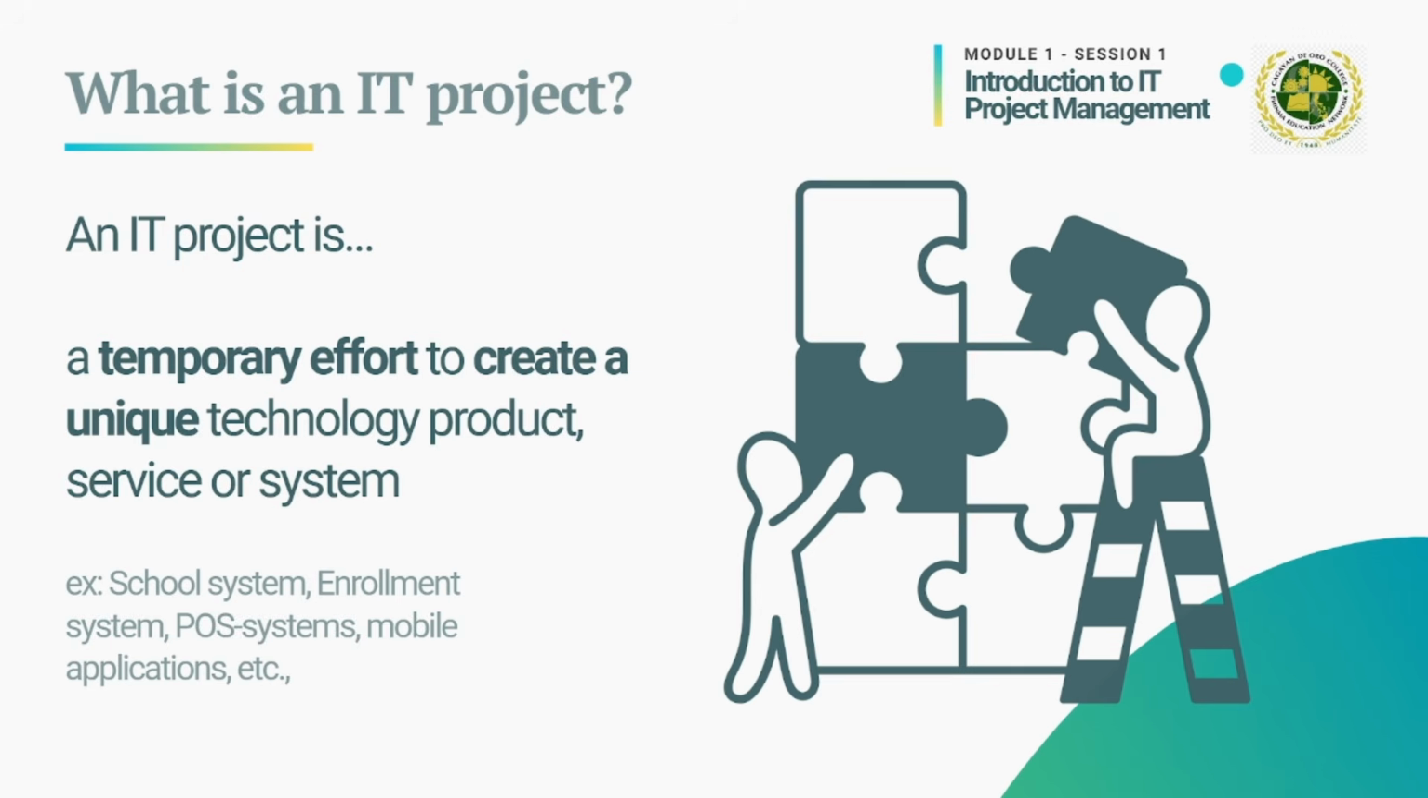An IT project is a temporary effort to create a unique technology product, service, or system. When we say temporary, it has a start and an end. You will remember that in the next slides: an IT project is always a temporary effort, meaning it has a start and an end. There is no forever, just like love, of course. There will always be an end to everything. Well, I don't know, you guys can relate to that. So from the start of building an IT project, there will always be an end where you actually what?